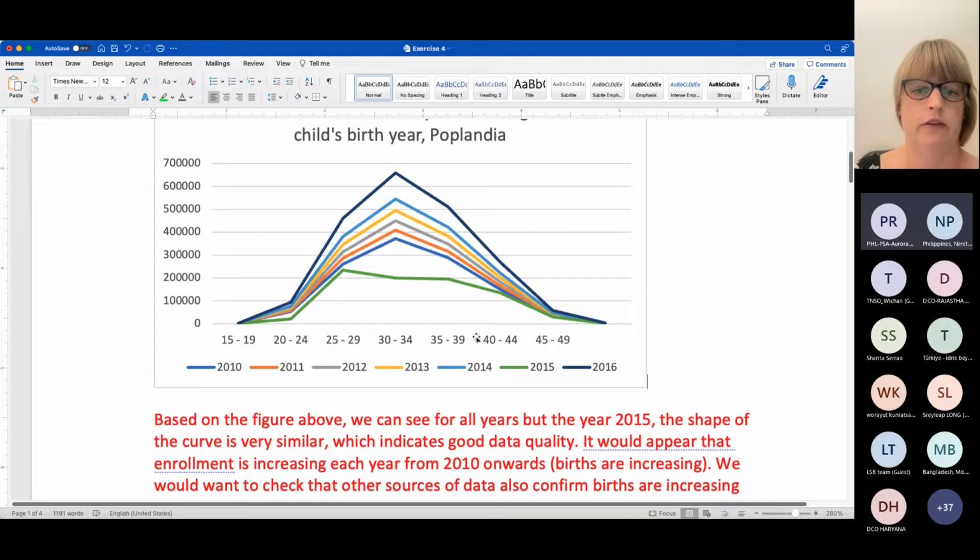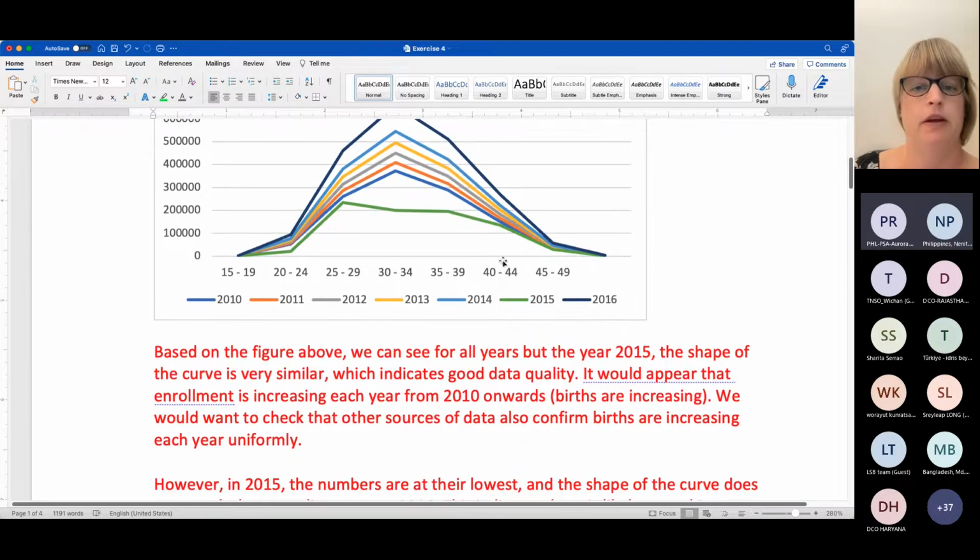So the answer is that 2014 is probably our best bet, because we see this increase in enrollment. The other thing we would want to check or confirm, maybe from other estimates, is that births were increasing over time over this, say, 6-year period, because that would jive with what we're seeing in school enrollment, and that would also make us feel more confident about our data.